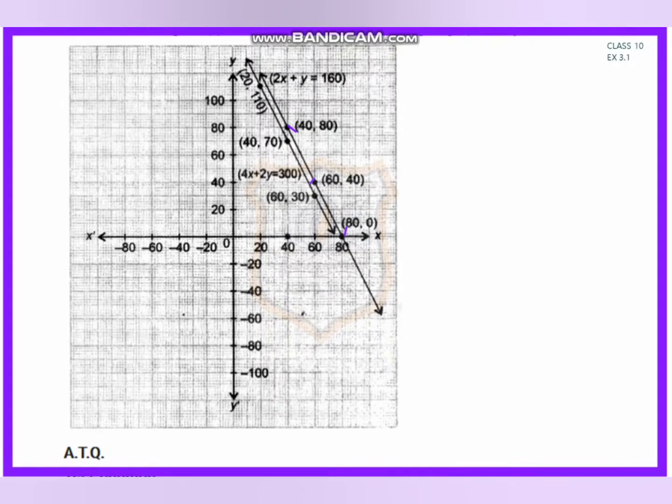In the same way you can plot these: 20, 110, 40, 90 and 60, 30. So we get one line here and another line here. You can plot this in your notebook and you have to solve both questions in the notebook, and the second question you have to solve as homework.